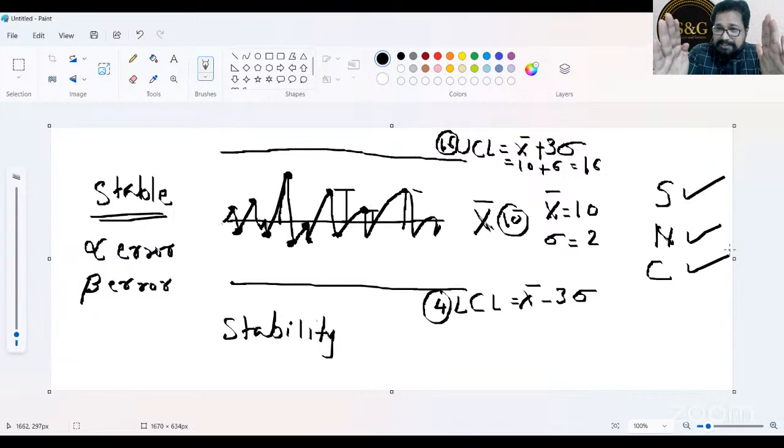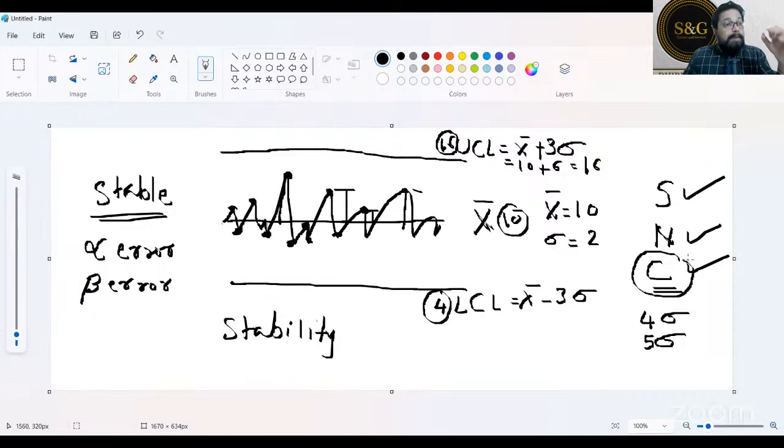In the measure phase, before we do the capability analysis, C for capability. What is capability analysis? What is my process sigma? For example, is my process at 4 sigma level? Is my process at 5 sigma level? What exactly is my sigma level? That is nothing but capability analysis. But before capability analysis, we have to do stability and normality. And this is called the stability check, which we are doing through control charts.